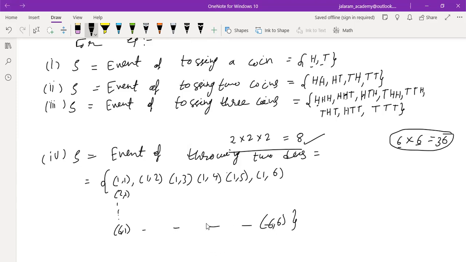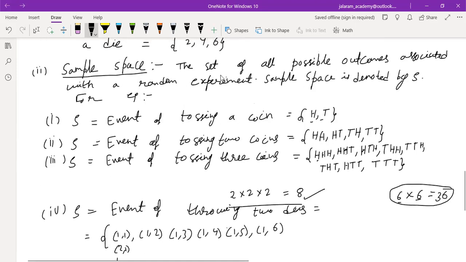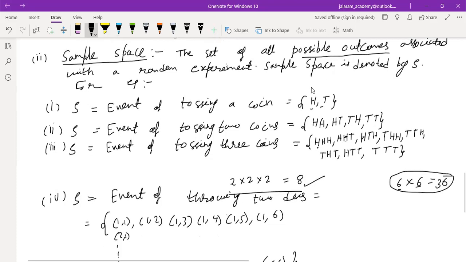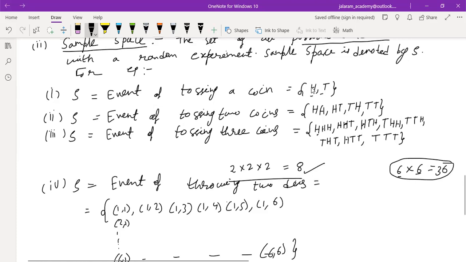So these types of sets are called sample space, which give all possible outcomes associated with a random experiment. Understood, everyone? Yes, sir. A set of all outcomes associated with a random experiment is called sample space. Okay.